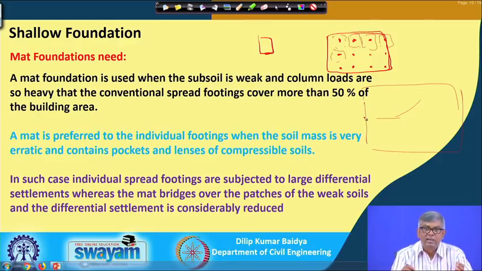So, that is another situation: below the covered area of the building, if the soil varies too much and there are lenses of compressible soil, say some corner has compressible soil while some side may be good soil. In that case, if I use isolated footings in different places within this zone, it may cause problems for the building. That is another situation where we go for a common foundation, that is called mat or raft.